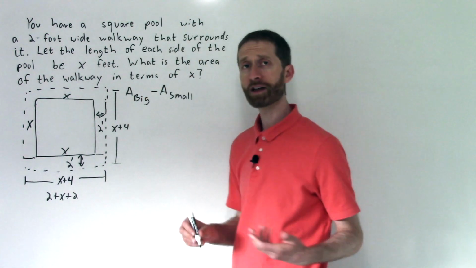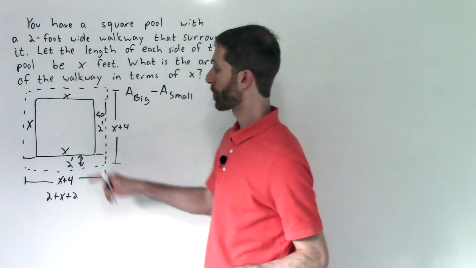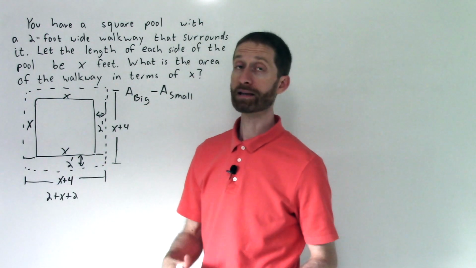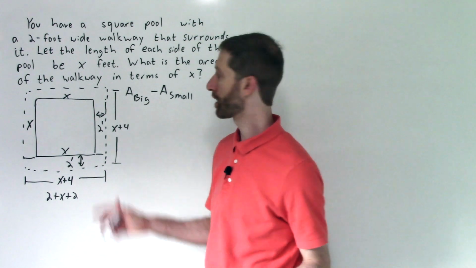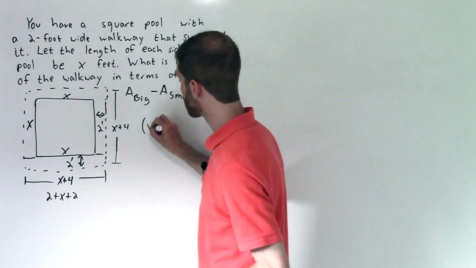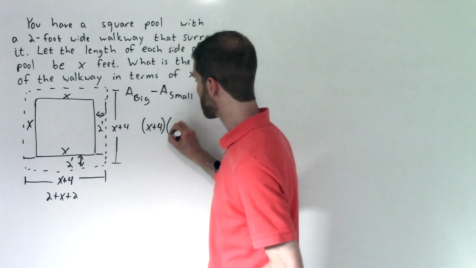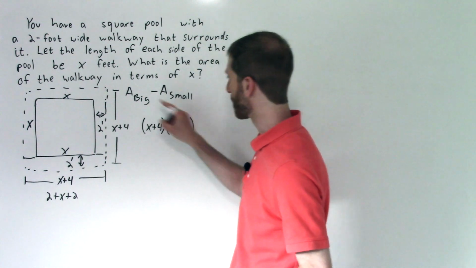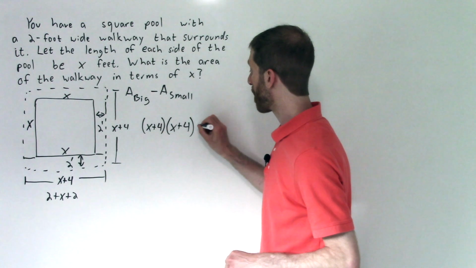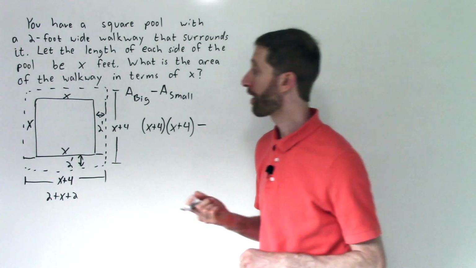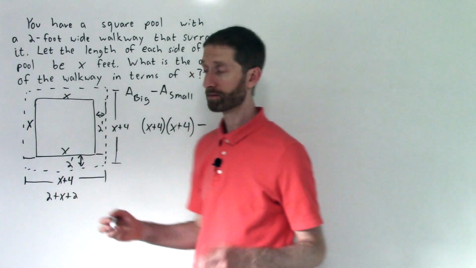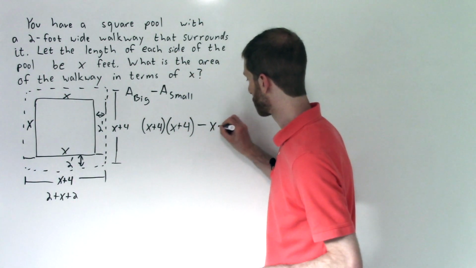Okay, so now how do we find the area of the big? Well, the area of the big is the whole square, including the walkway. That would be x plus 4 times x plus 4. Base times height, or s squared if you want to think of it as this side times that side. So I am following this template, this thought bubble. So that's the area of the big. Now the area of the small is the area of the part we don't want. It's what we're subtracting out. That would be the area of the pool in here, which is x times x.